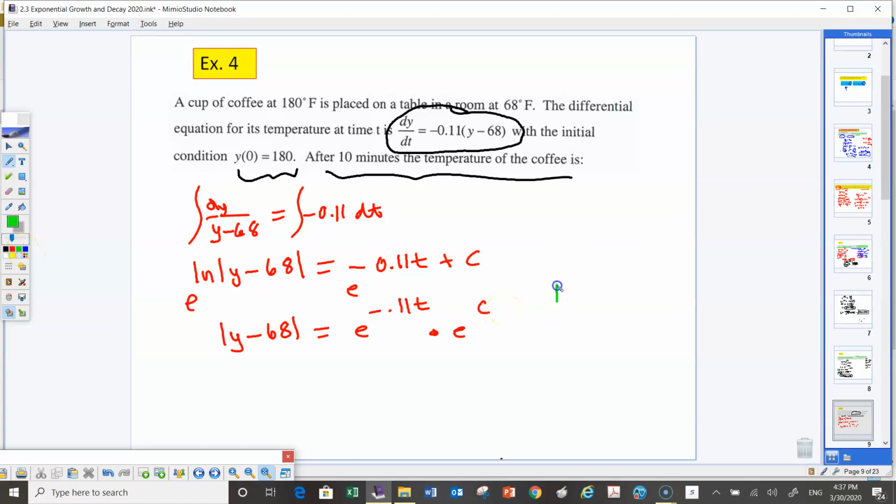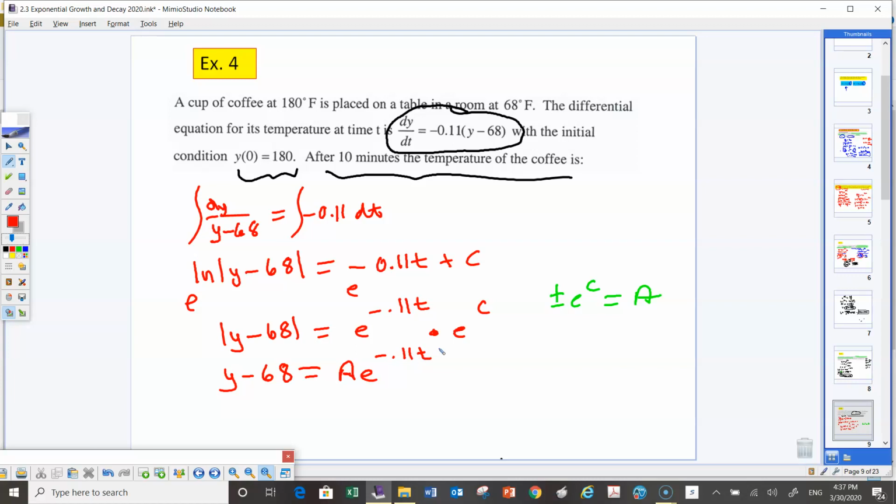Again, we'll make our statement. Plus or minus e to the c is equal to some other constant a. So therefore, my equation becomes y minus 68 is equal to a e to the negative 0.11 t.